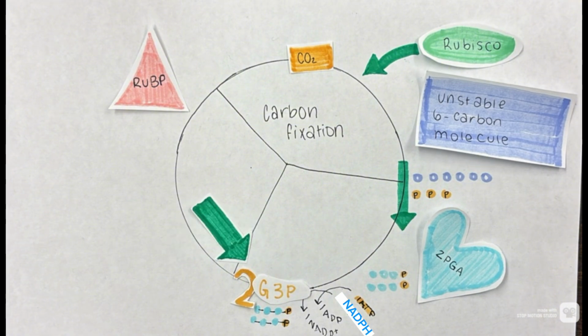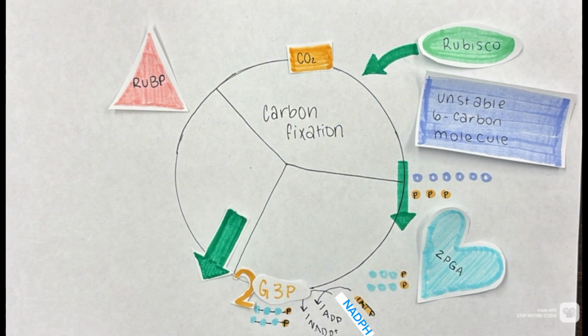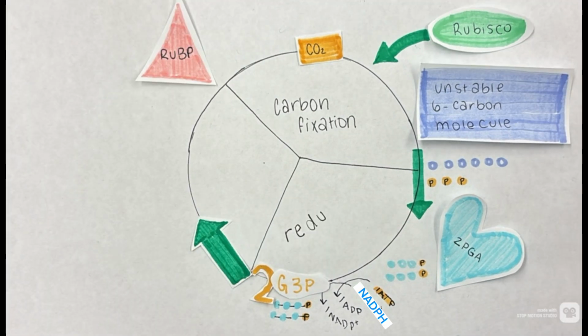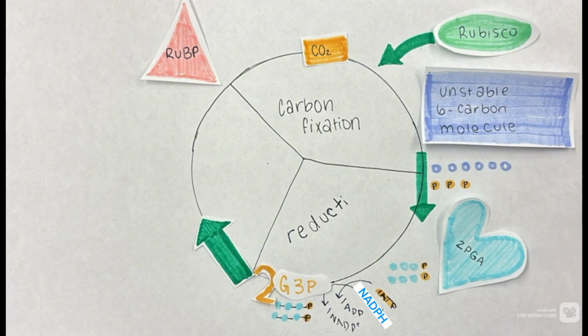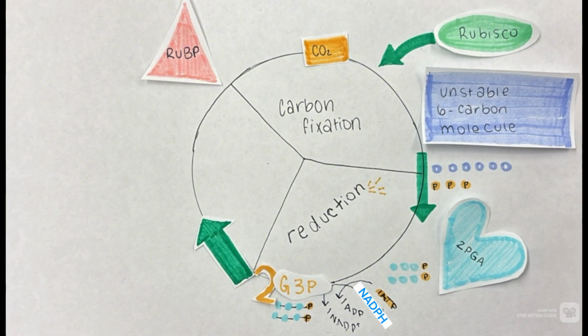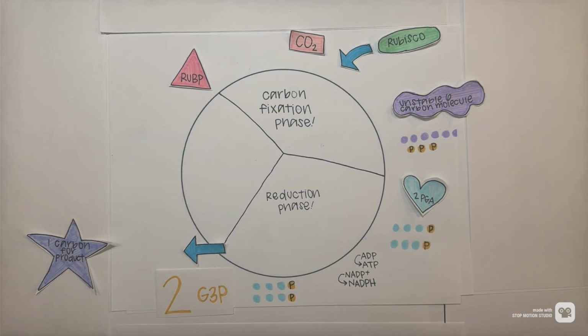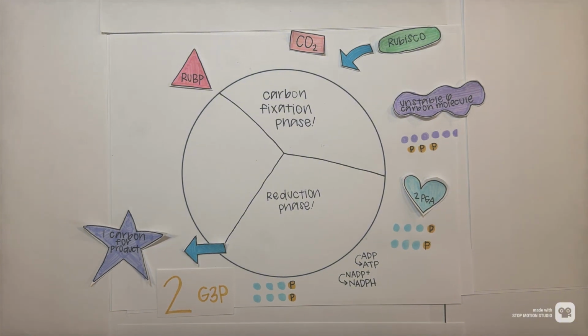For simplicity's sake, in this video, the numbers of the products are divided by 3. So 3-PGA is now PGA, and G3P is broken into thirds. So 1/3 G3P, or 1 carbon, is saved to help form a sugar. The saving of carbon marks the end of the reduction phase.